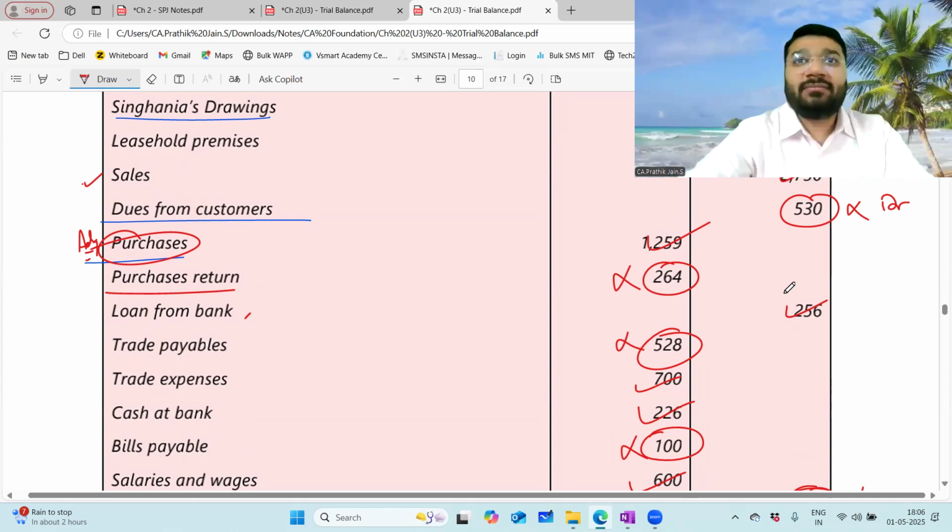Anybody switched off the AC there? Donkey fellow. Who is that? AC.